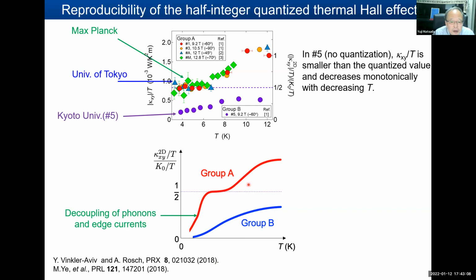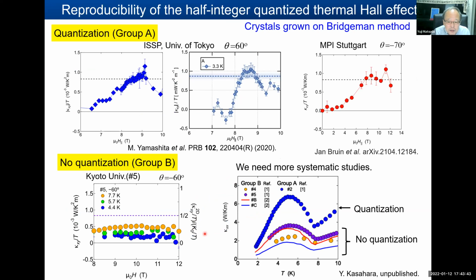In group A, we measured more than five crystals and Yamashita measured more than three crystals. And some samples show quantization, and it occurs in the temperature range shown here for group A. But in group B, we never observe the quantization. In this case, the thermal Hall conductivity is always less than the quantized value and decreases monotonically with decreasing temperature. We don't know the origin, but we have some feeling. The quantization occurs only in crystals which have large kappa xx, but no quantization occurs in samples with small kappa xx. But again, this is not a conclusion. We need more systematic studies. I see.